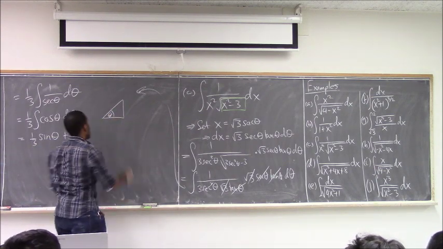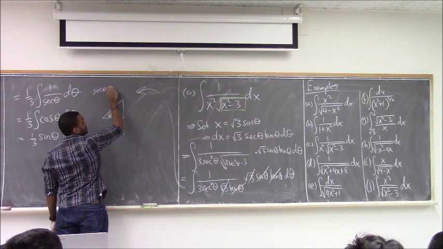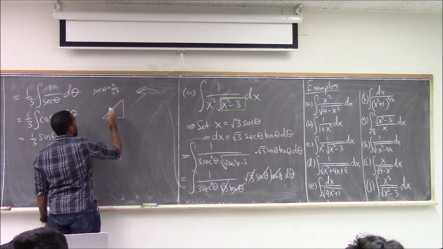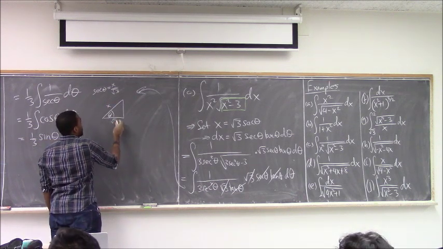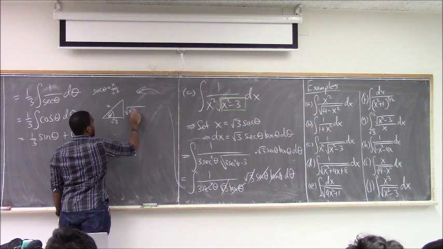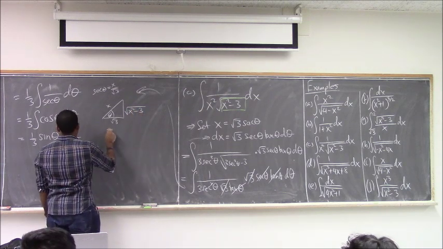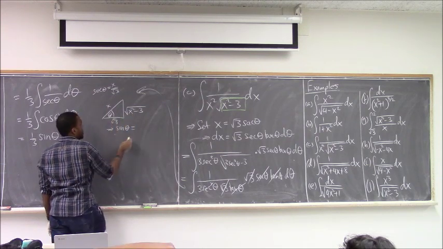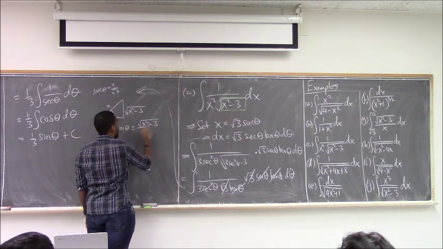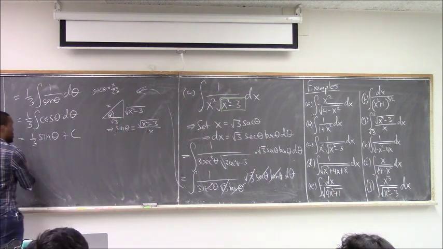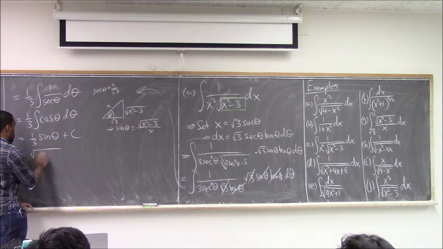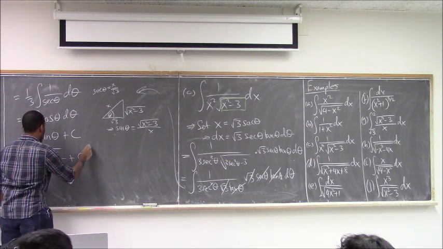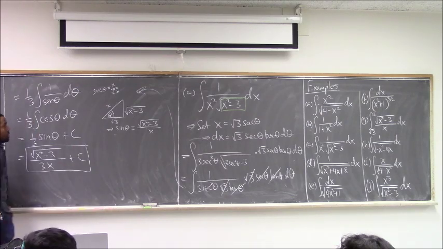I know that my secant theta is x over radical 3. Secant is hypotenuse over adjacent, which means that this is going to be the square root of x squared minus 3. So if I wanted to find my sine of theta from this, that's opposite over hypotenuse. So come here and plug that in. So this is the square root of x squared minus 3 all over 3x.